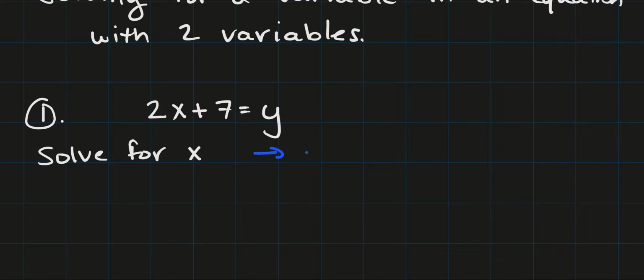That's the first step. So we have 2x plus 7 is y. So let's move the 7 to the other side, and then divide everything by 2.